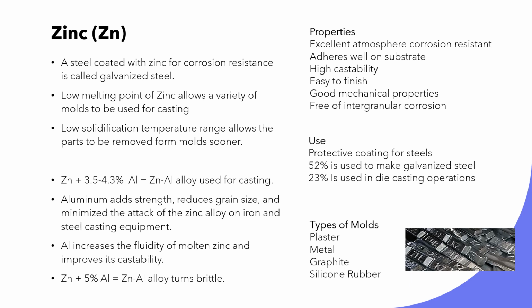Aluminum also increases the fluidity of molten zinc. Meaning if you heat the zinc aluminum alloy, the fluidity is pretty good, so you can cast easily. If you add more than about 5% aluminum, beyond that range, that kind of alloy turns brittle, meaning it can break easily.